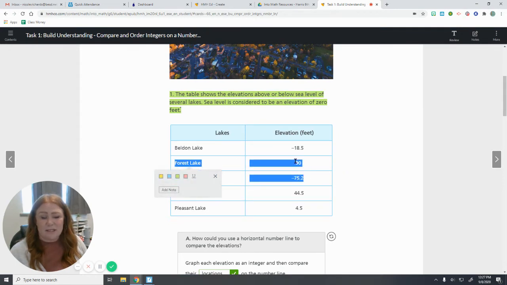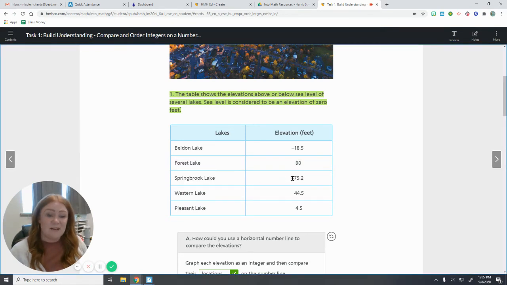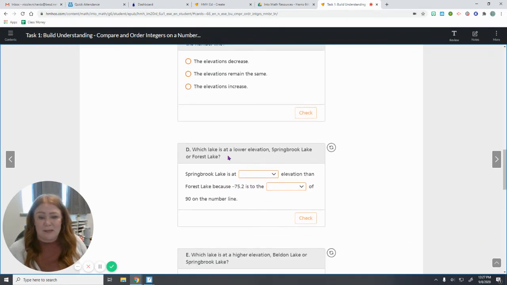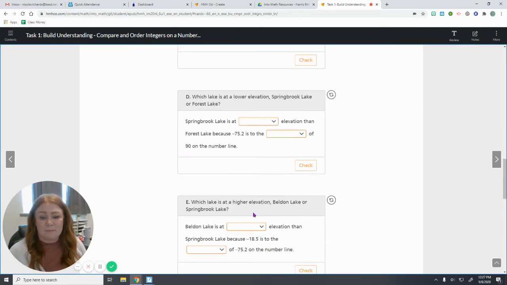I can see Forest Lake is 90, Springbrook is negative 75.2. So we want to know which one is lower. So think which one is going to be lower to the left on a number line, or on an up and down number line, which one's lower down to the bottom.